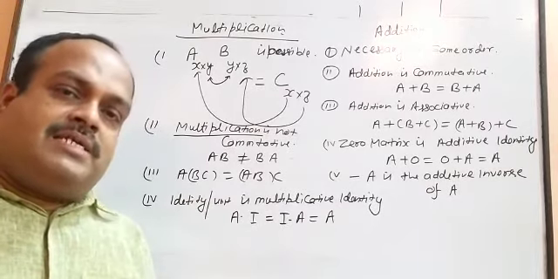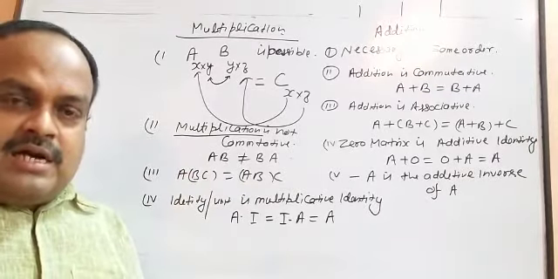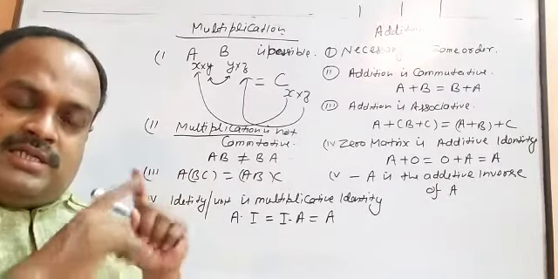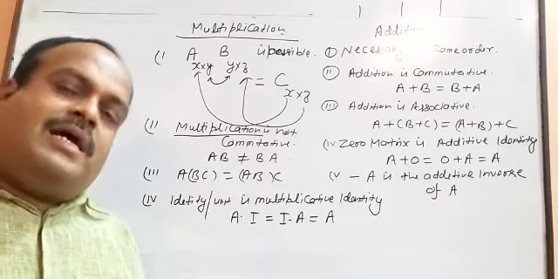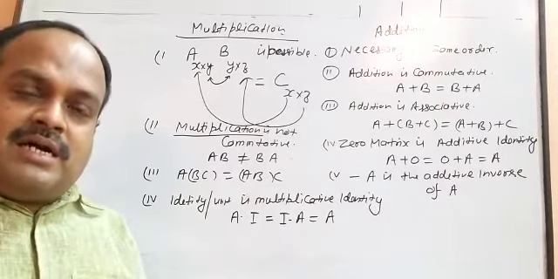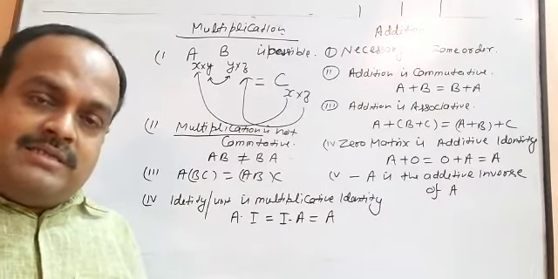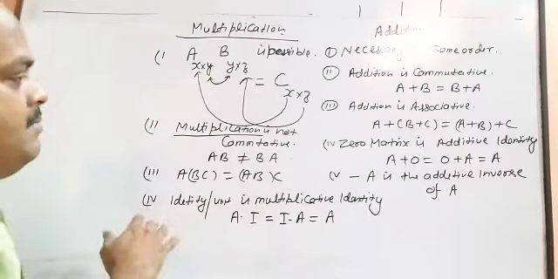And I have told you, in the case of the multiplicative identity matrix, it is a square matrix, and in this matrix, on the leading diagonal we have its elements as unity, and all other elements except the diagonal elements are 0.